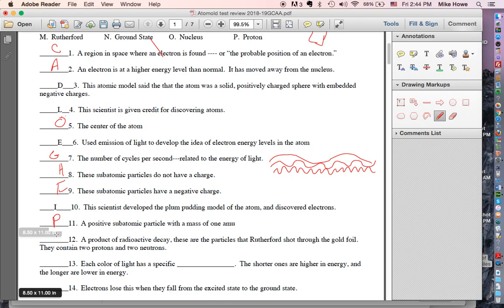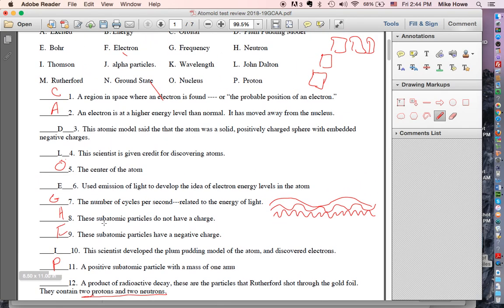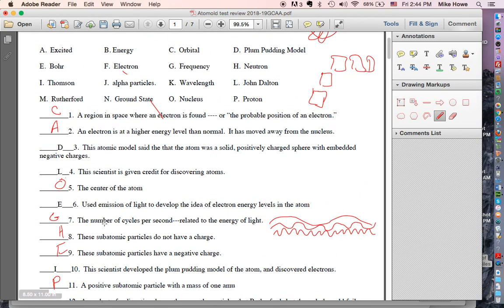So the actual particles that were going through the gold foil are called alpha particles. They have 2 protons and 2 neutrons in them. So alpha particles is what Rutherford shot through the gold foil. And you don't have to know Rutherford's name, but you need to know what the alpha particle is. So alpha particles are J.